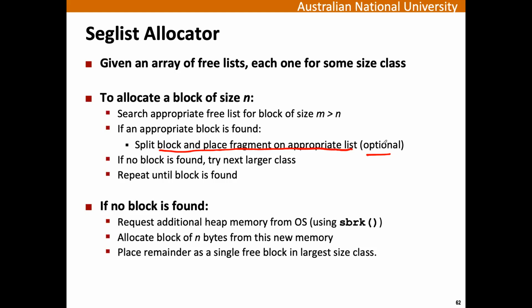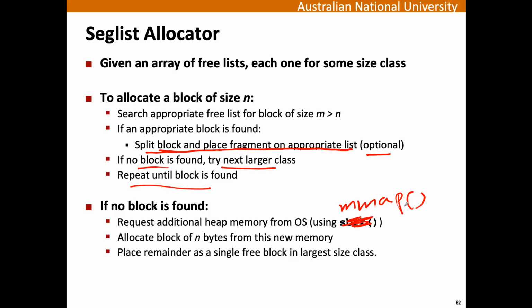So when you grab a block from a specific free list that belongs to a specific size class, you may end up with a block after splitting that is appropriate for a different free list of a different size class. Okay. So this way you can have your free blocks in the appropriate free lists. If no block is found, then we try the next larger class and we repeat until a block is found. If no block is found, we request additional memory from the operating system. sbrk is deprecated. I was going to change that. We use mmap today.